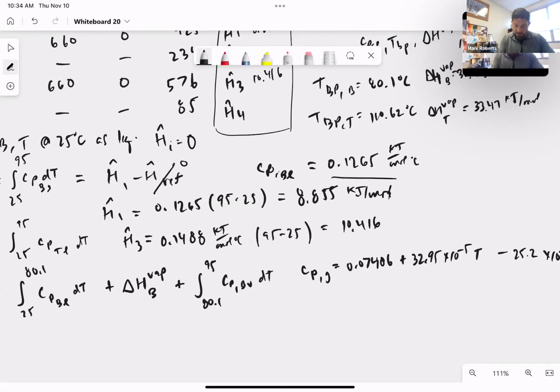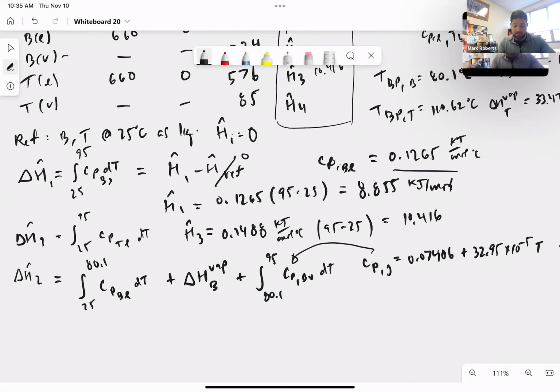Okay, so this term right here is going to go inside this integral, and there's various ways you can do that. You can use software on your computer, you can integrate on your calculator, or you can integrate it by hand and plug the numbers in. That's going to be your choice.